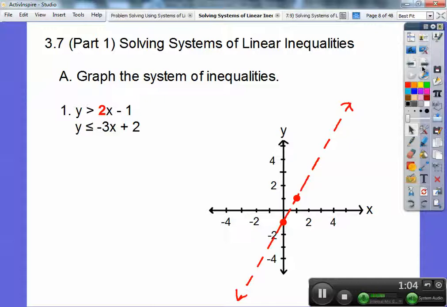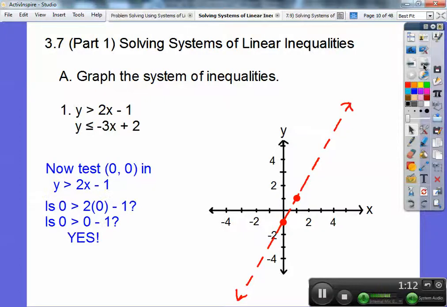So let's test 0, 0 in this inequality. I'm going to plug in 0 right there and 0 right there, and does it make it true? Is 0 greater than or equal to 2 times 0 minus 1? 0 is greater than negative 1. So that's a yes statement. So since 0, 0 is on this side over here, I'm going to shade this side, but I'm not going to shade it yet because I still have to graph the other inequality. So I'm going to graph this one, and where they both overlap with the shading is the answer.